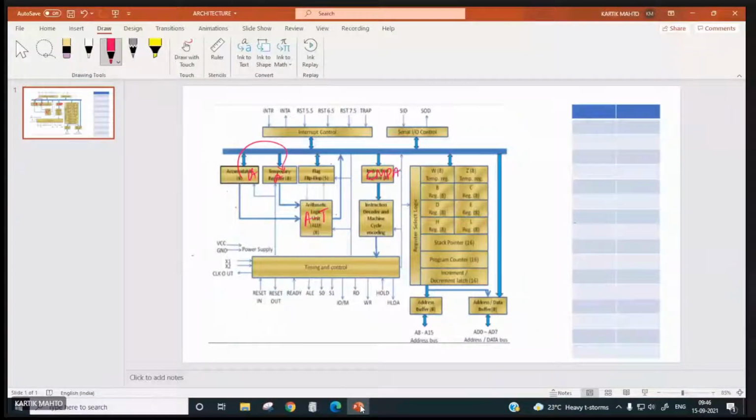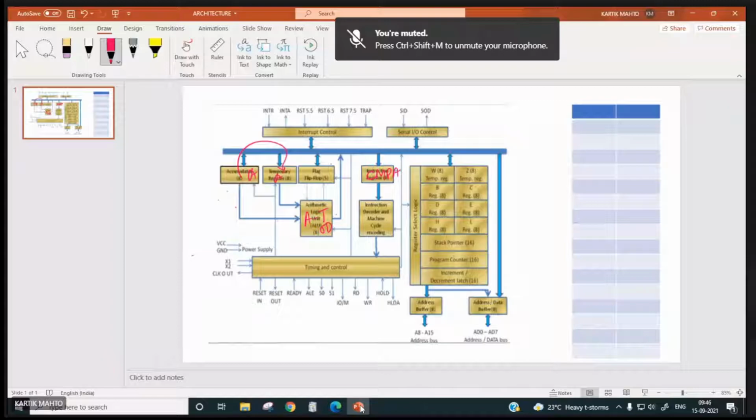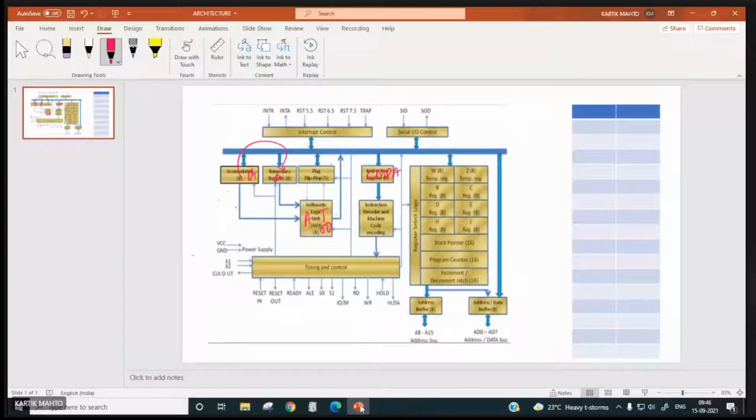Sir, the carry flag will change. The result will be 0, 0. Compare A: A will be copied to temporary, A minus temporary will be performed, and the result will be 0, 0. So the zero flag will be set to 1, but this result is not going to be stored back in the accumulator.